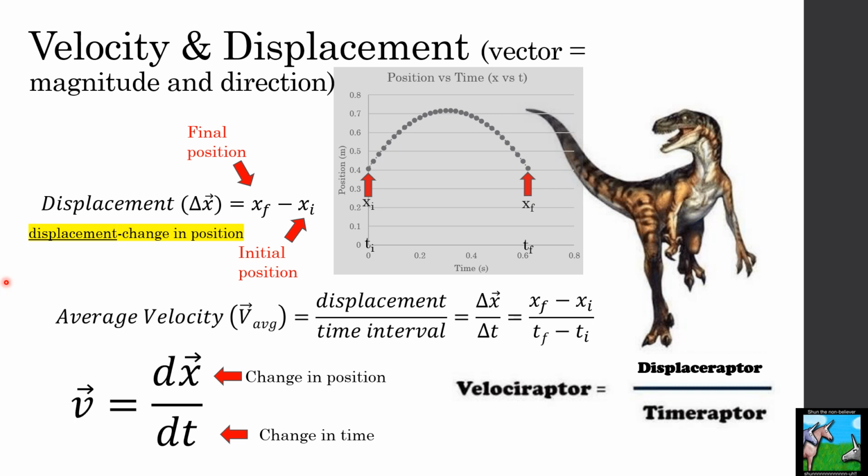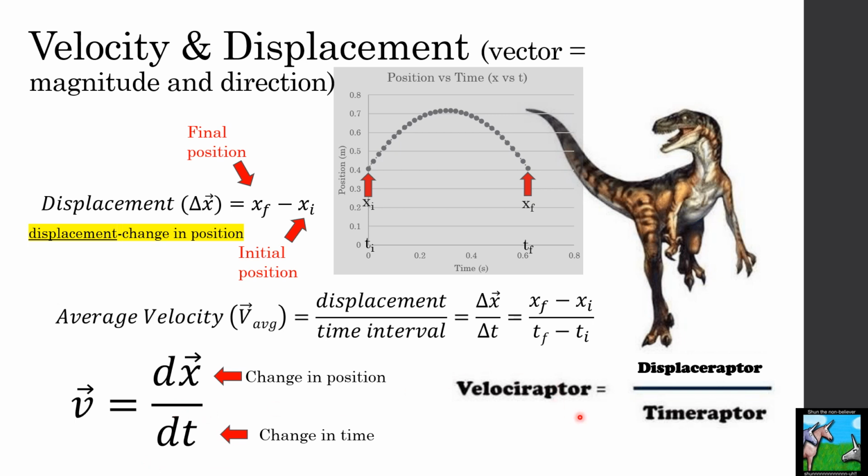Now, there are two types of velocity that we're going to discuss today, but the one that we're going to talk about first is average velocity. So the way that you calculate average velocity is your displacement divided by your time interval, or x final minus x initial divided by t final minus t initial. Or in other words, your change in position over your change in time.